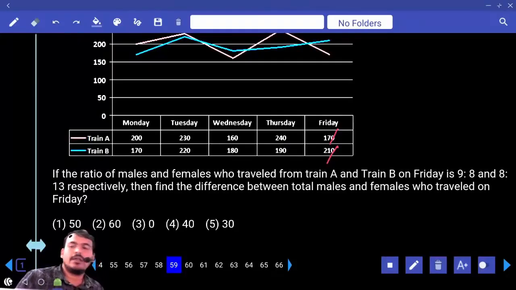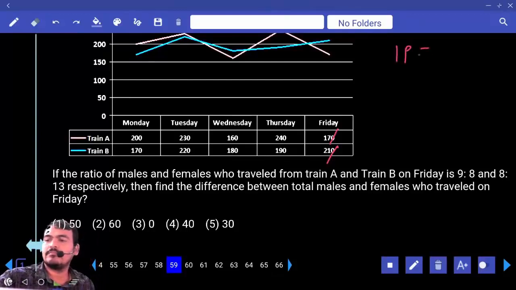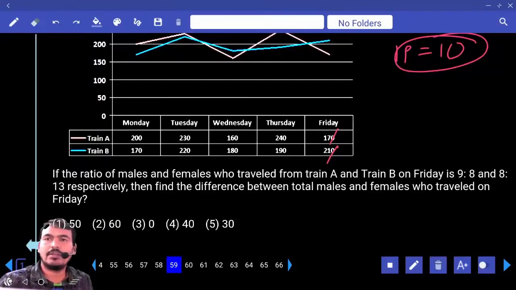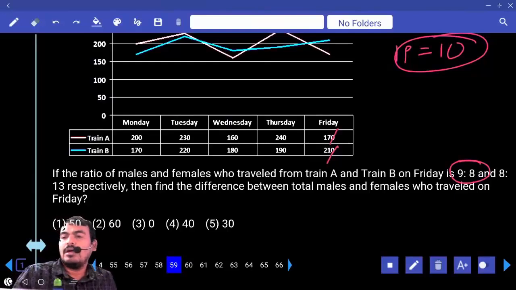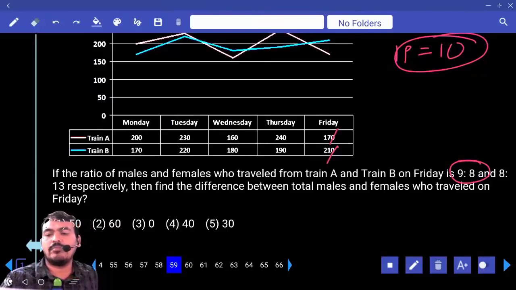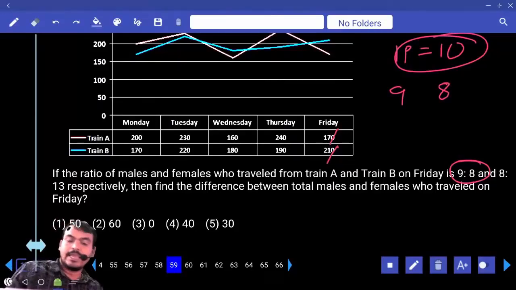Means every one part we take as 10 or not? 170 to 10. Every one part we take as how much? 10. What is the first one? Male and female ratio? 9:8. Means male value is how many parts? 9 parts. Female value 8 parts. 9 and 8. Second one, male and female ratio 8:13.